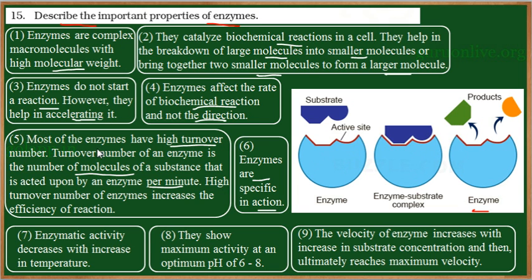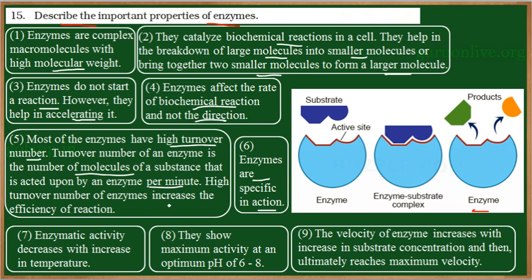The next property of enzymes is that enzymes have a high turnover number. Turnover number means the number of molecules of a substance, that is substrate, that act upon the enzyme per minute. For every minute, how many substrate molecules act upon it. That decides the turnover of the enzymes.